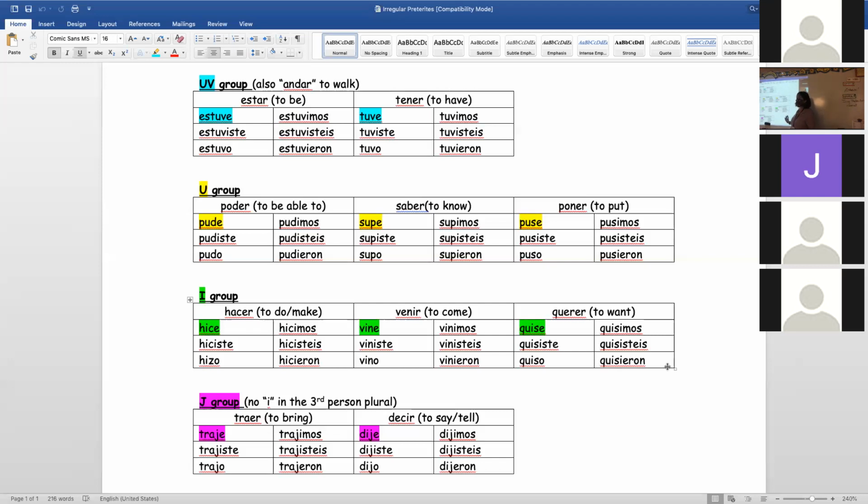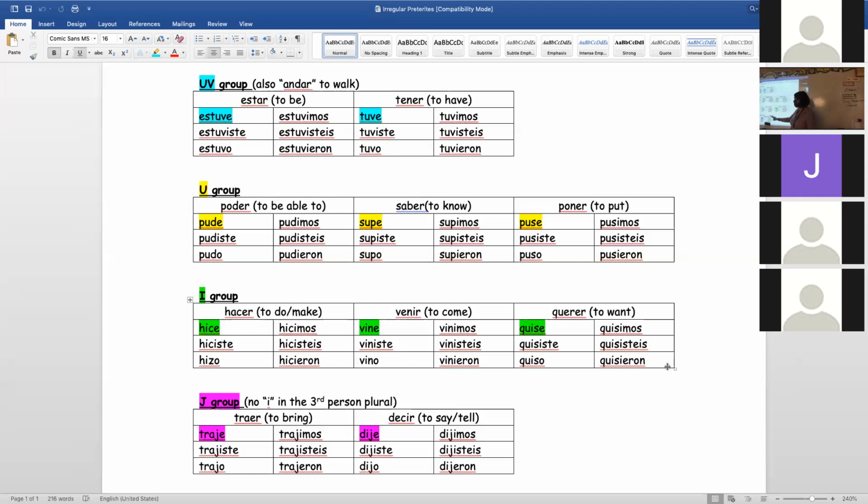So how do you learn them? You just got to memorize them. You just got to practice them. Now, luckily for you, we already did this one. What's the yo form of hacer? Hice. They all have I's in them. Hice, vine, and quise. Okay, I want it.